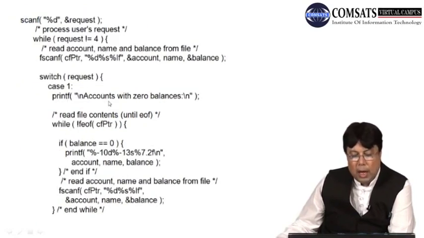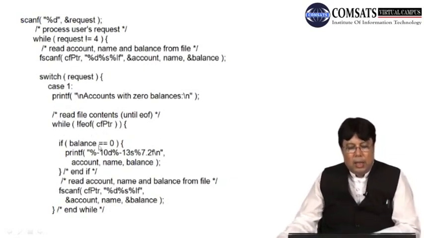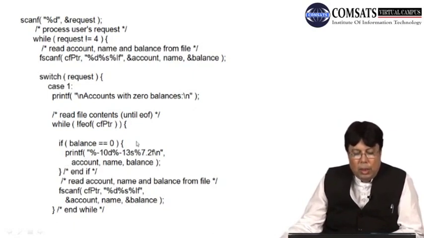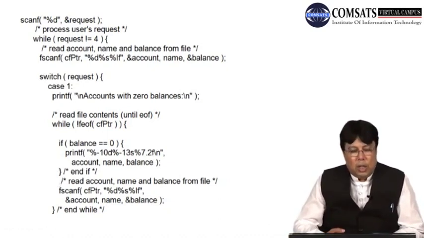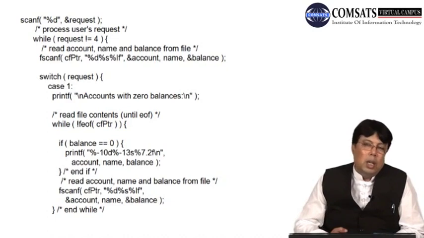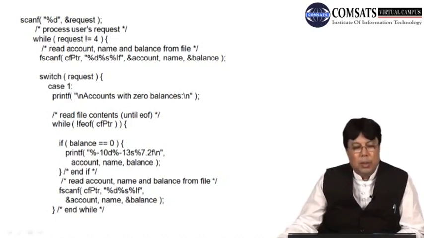So you will say accounts with zero balance, while not end of file, keep on reading that if the balance is equal to 0, then printf this one, and then you can just keep on reading the file. So in this way, you again scanf, you are reading another record and then checking if the balance is equal to 0 or not. If the balance is equal to 0, you display the result. So this case 1 will be running in the loop again and again, repeatedly it will execute, and it will display all the records that contain zero balance.